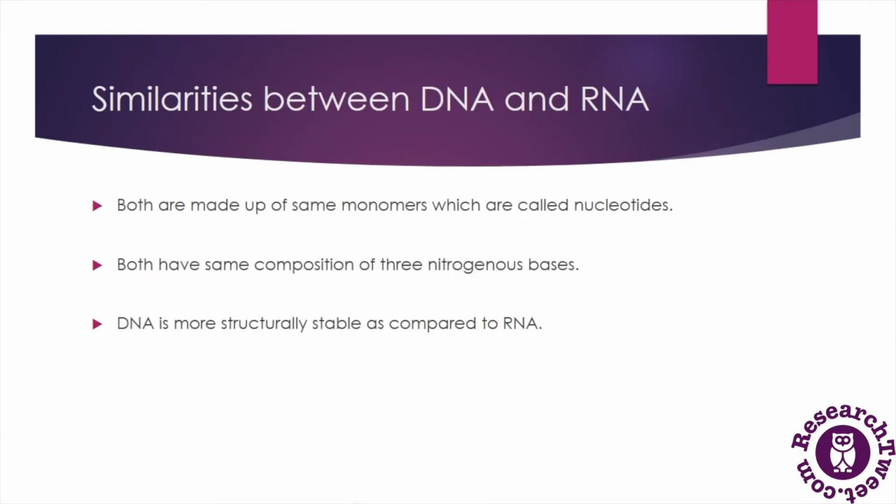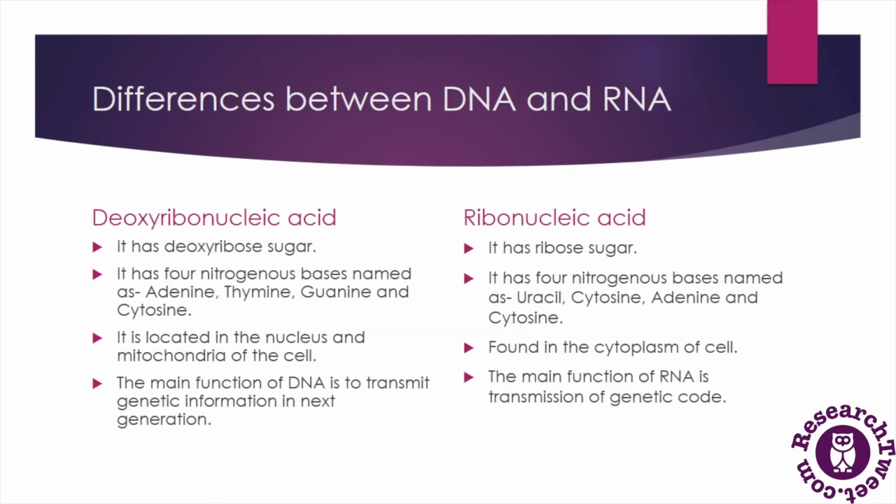Now, let's compare both the nucleic acids on the basis of their structure and functions. DNA and RNA are both made up of the same monomers, which are called nucleotides. However, they differ by one nitrogenous base but have the same composition of the rest of the three nitrogenous bases. Another similarity in both nucleic acids is that they both can perform as genetic material. Now, after learning the basic structure of both molecules, we are able to differentiate between them. So let's understand the differences between DNA and RNA.